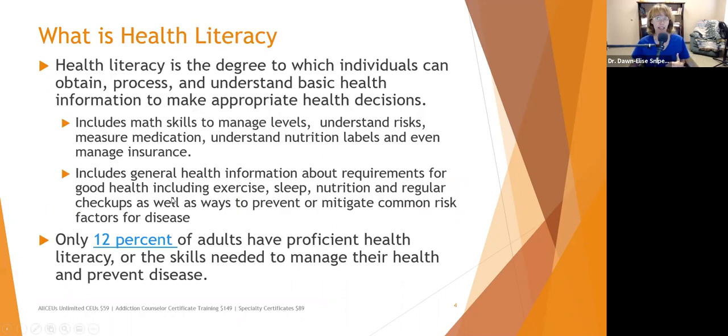Health literacy is the degree to which people can obtain information. They just need to figure out where to get it. Where do they go online? To whom do they call? Where can they get good information, from the library or whatever? So they need to be able to get the information. They need to be able to process it and read it.